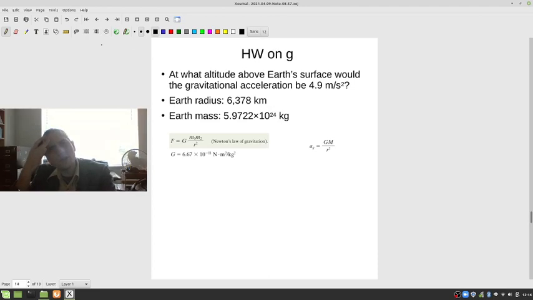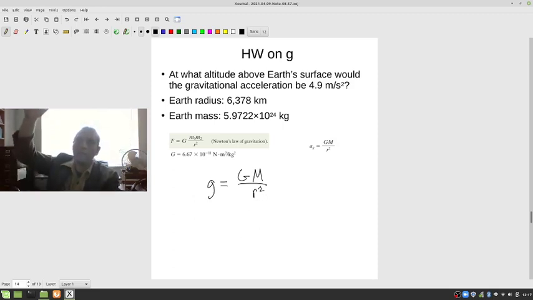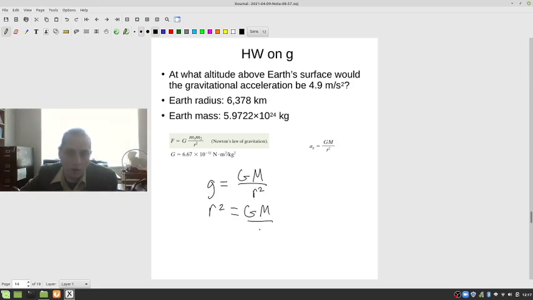Okay, so I ask you a similar question to this. I ask, at what altitude above Earth's surface would the gravitational acceleration be 4.9 meters per second squared? Well, in our last one, we just said g is big G M over r squared. And so we're saying if you go up, the gravitational force on the Earth, from the Earth goes down, down, down. And so if you wanted to find what distance you would get a particular gravitational acceleration from the Earth, it would be GM over little g.